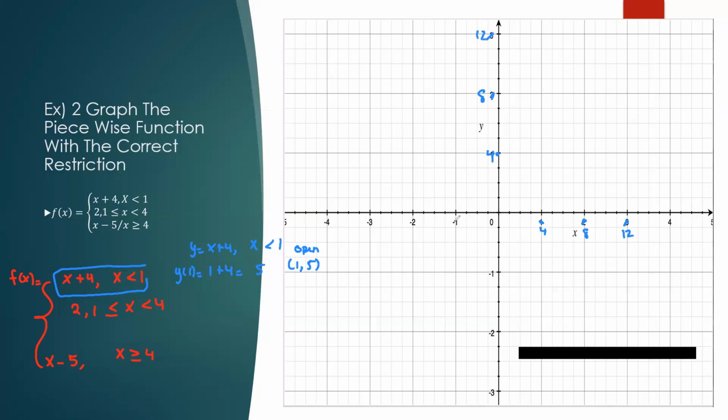Okay, now let's graph it. So let's plot 1 comma 5. 1 comma 5 is right here. And it's going to be an open circle.